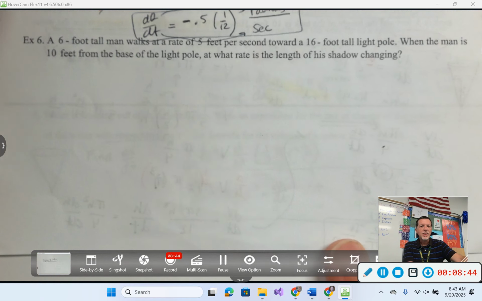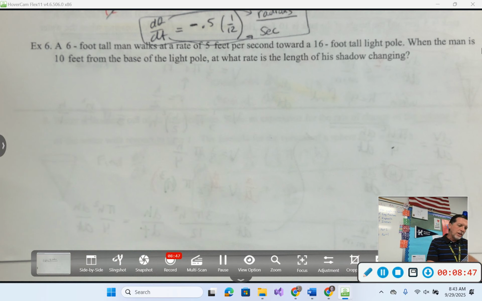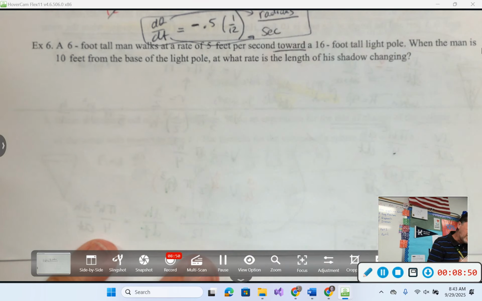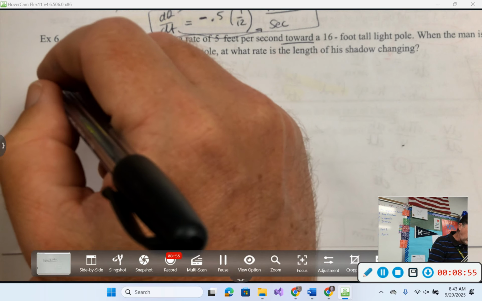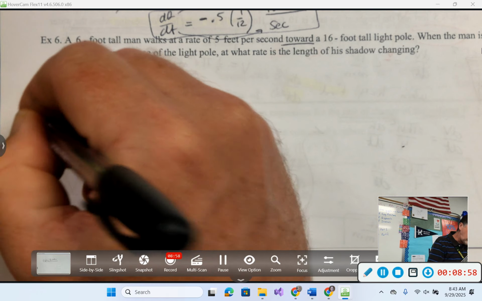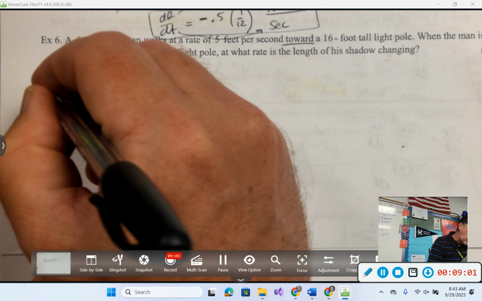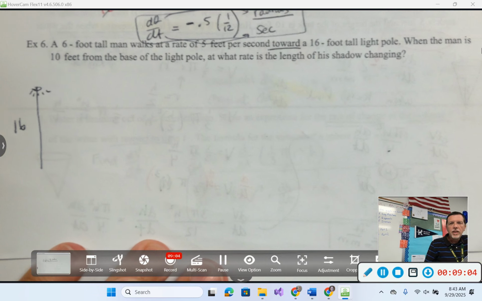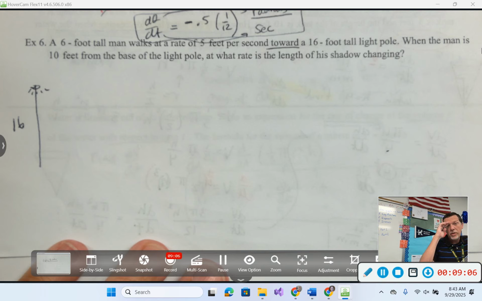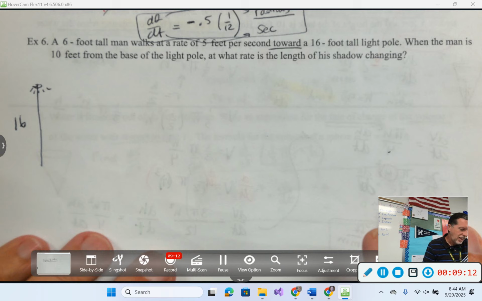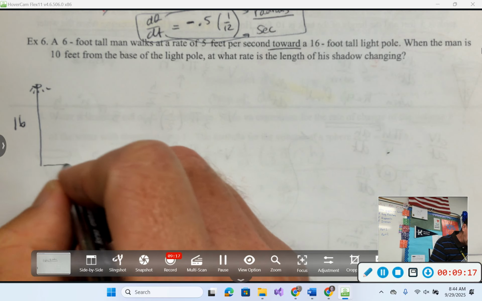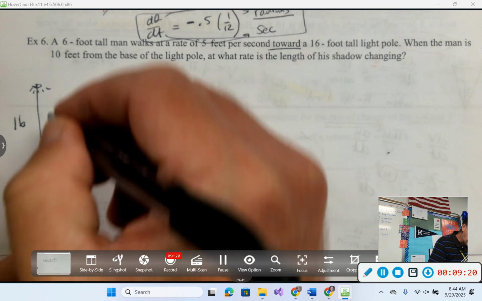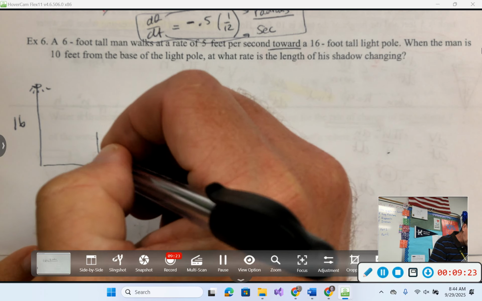Okay, last one. A 6-foot tall man walks at a rate of 5 feet per second toward a 16-foot tall light pole. Oh, I see a picture in our future here. So, 16-foot tall light pole. When the man is 10 feet from the base of the pole, at what rate is the length of his shadow changing? Oh, lovely. I'm going to try to draw this roughly to scale. So if that's 16, then maybe that's 10. And 6 is maybe that.